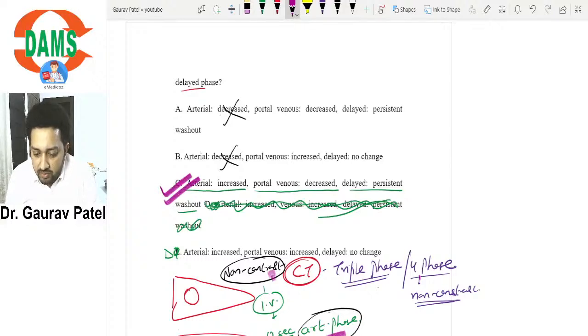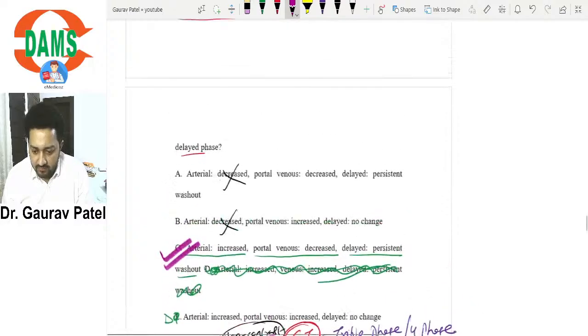Equilibrium, what you are saying, Umesh, equilibrium phase is seen in MRI. Okay, that is for MRI. In CT, you will not see equilibrium phase. Okay, Umesh. So C is the correct answer. Yes, all of you are correct.